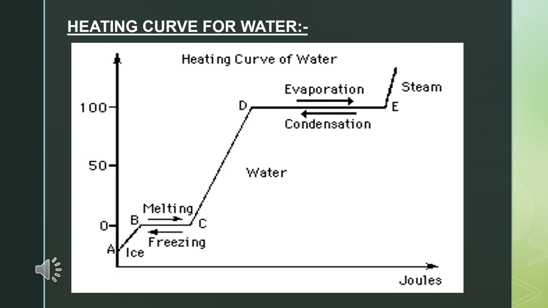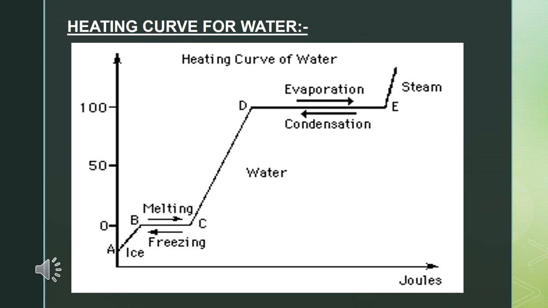And then from D to E you can see that if we provide heat, the water will get converted into steam or vapor. But if we reverse the process in the opposite direction, the steam will get converted again into liquid. So condensation and evaporation are opposite phenomena.